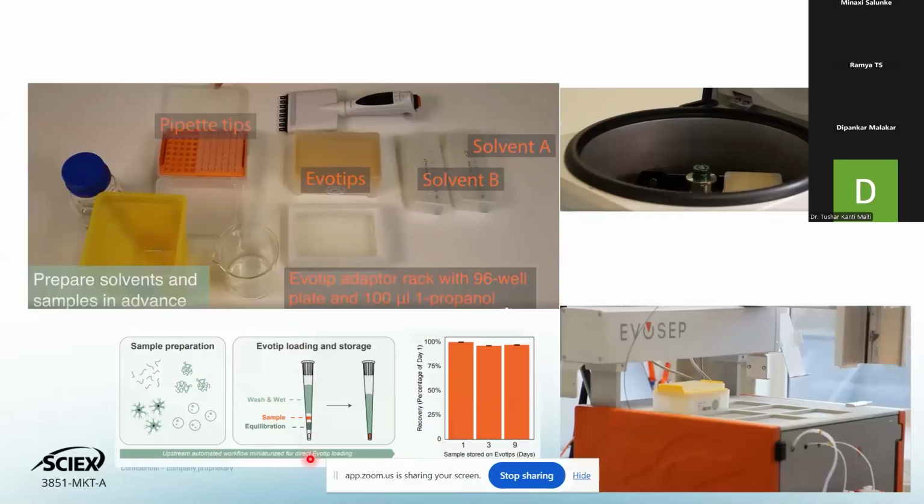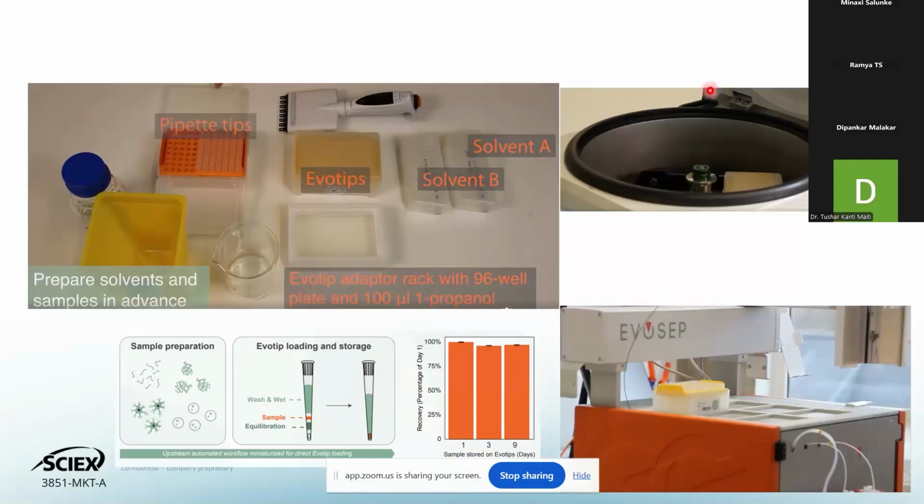One of the good parts of the Evotip is that it is used for sample purification like desalting, or any detergent or anything can be purified using this Evotip, and the Evotip can be stored for a long period of time. So one single cell's information will be in one tip, and that can be stored for many days. One experiment was done for 1, 3, and 9 days, and the performance recovery is very good even with 9 days of time. So we can store this tip once the sample preparation is over.